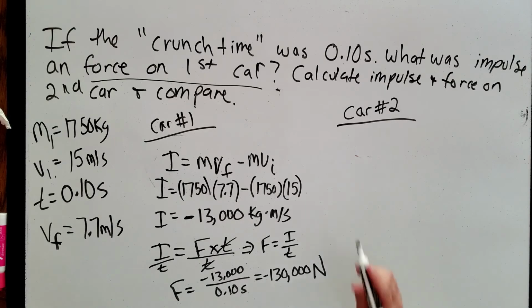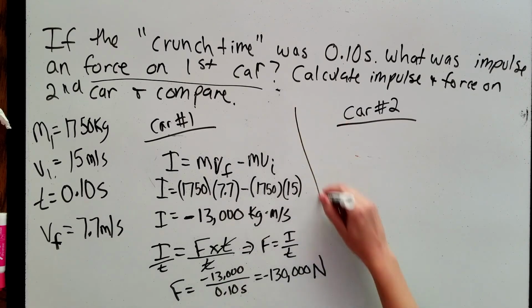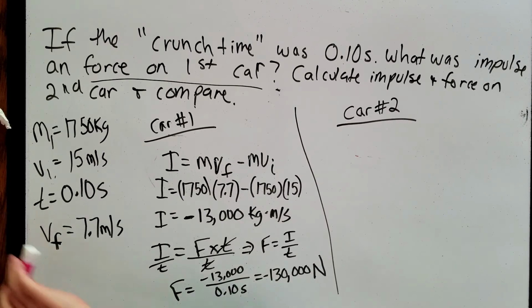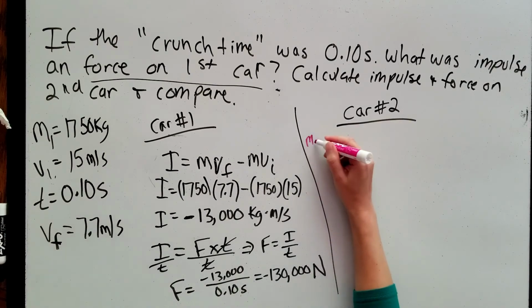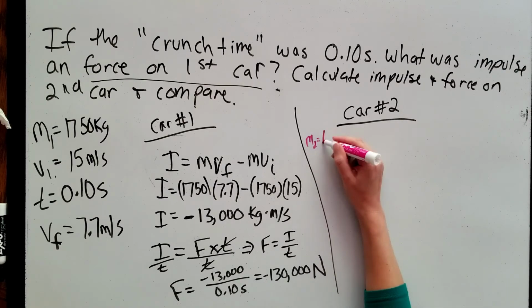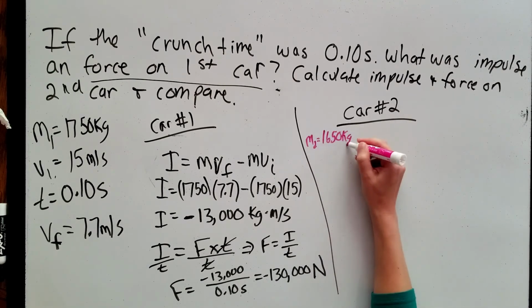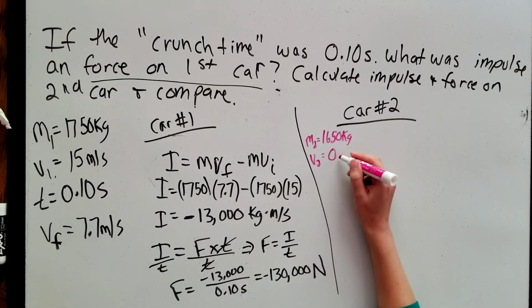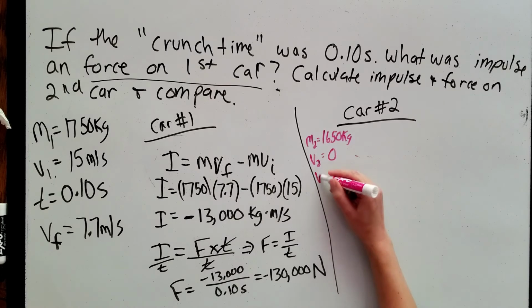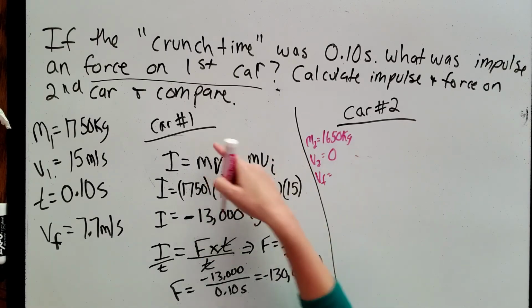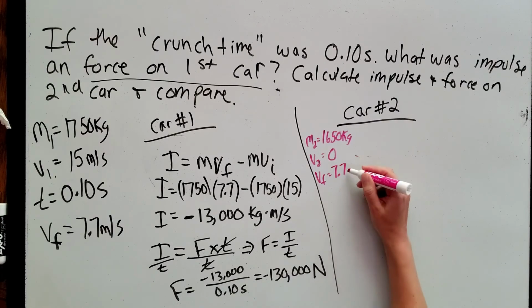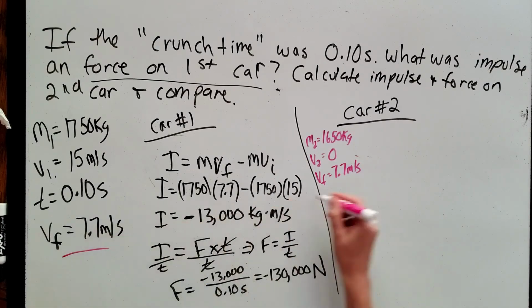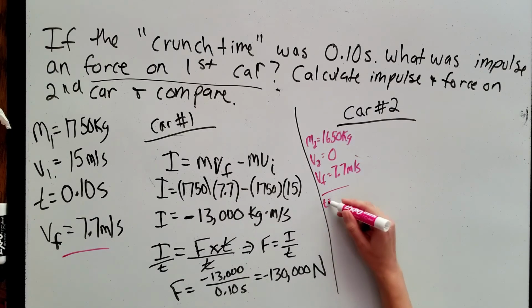All right, so for car 2, I'll do this in a different color so we're not getting confused. The mass of car 2 from the previous problem was 1650. The velocity of car 2, its initial velocity before the collision happened, was 0, right? It was stopped. It was parked. Its final velocity is the same as car 1 because when they collided, they stuck together, so they were one object going at the same speed. So that's why these are the same. And then the crunch time is also going to be the same.